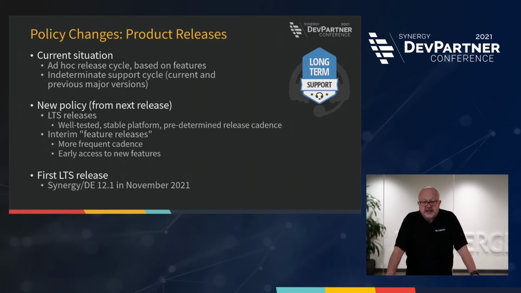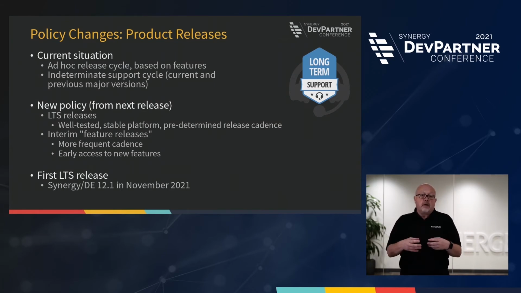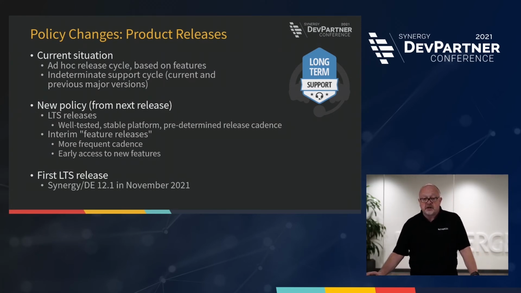Between those LTS releases, we'll be doing what's called interim or feature releases. So the feature releases are going to come much more often, much more quickly, more similar to what we've been doing with the patch releases in the past. But essentially, it's a separate channel that you can opt into if you really want to get access to the latest and greatest things that we're working on and the things that are going to become part of the next long-term release. So that's what the feature release stream is for. As I mentioned, the first long-term support release will be Synergy 12.1 in November of this year.